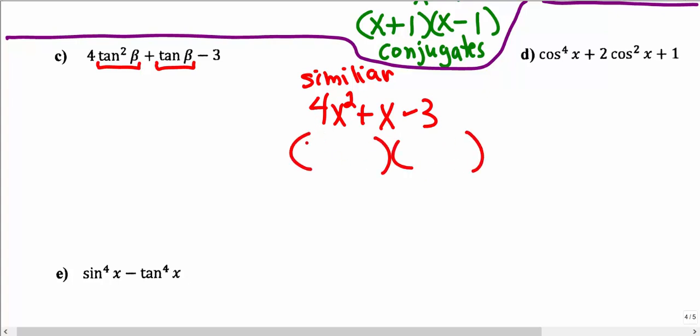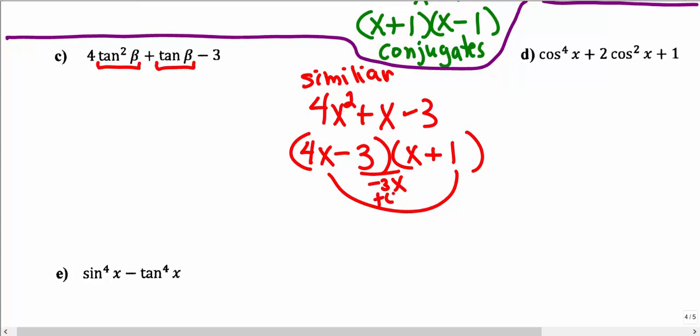Well, that would be 4x and x. The signs would have to be opposite, so let's say minus and plus, and then we would have 3 and positive 1. And let's check it to make sure that this gives us back what we want. First times the first gives us 4x squared. Outer times the outer gives us a positive 4x. Inner times the inner a negative 3x, and then last times the last a minus 3. So when we combine the two middle terms, we get positive x. So that's how we would factor that in algebra.